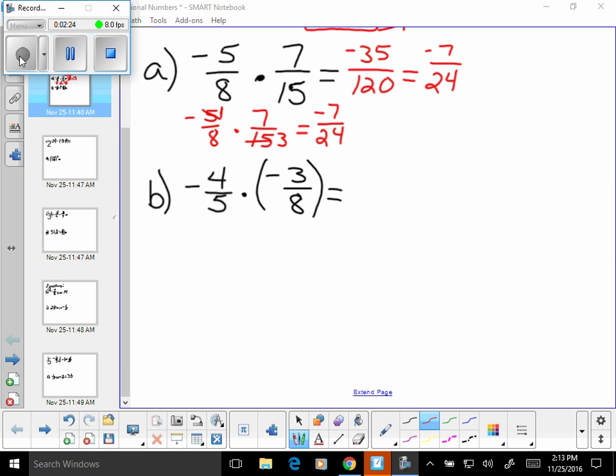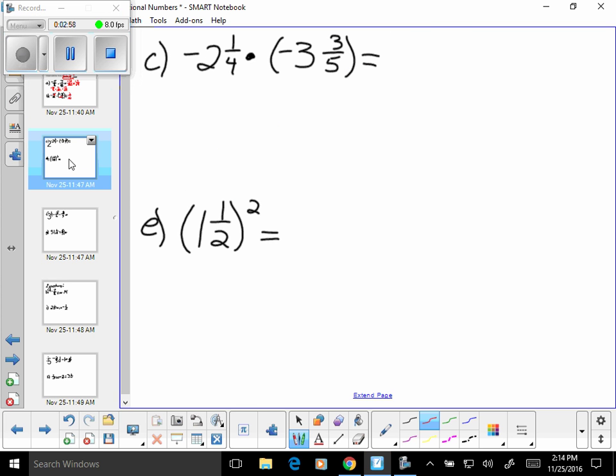Let's look at example B. And actually, what you should do is hit pause and do it, and then I'll go through it. First of all, I am going to look for diagonal reducing, and I can reduce the 4 and the 8. 4 divided by 4 is 1, 8 divided by 4 is 2. Then I have to pay attention to the fact that it's negative times negative. I have negative 1 times negative 3, which is positive 3, and 5 times 2 is 10.